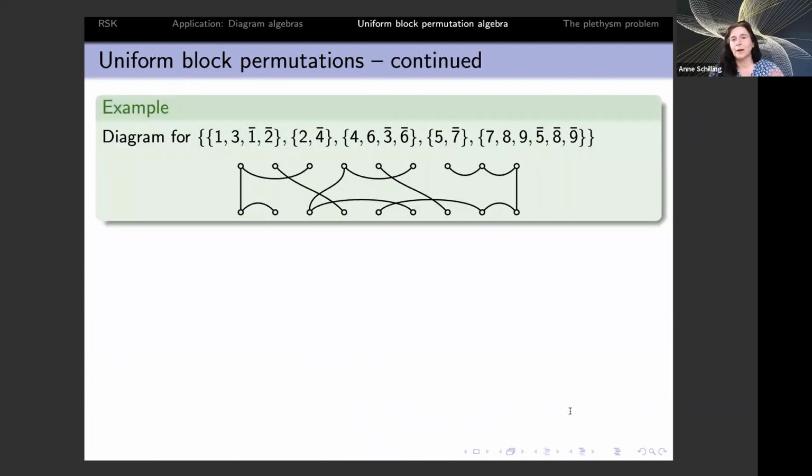Okay, so again, as before, you can describe the partition in terms of a diagram by connecting the letters that are in a given block. So 1, 3, 1 bar, 2 bar are in the same block, and that's why we have those letters in a connected component.